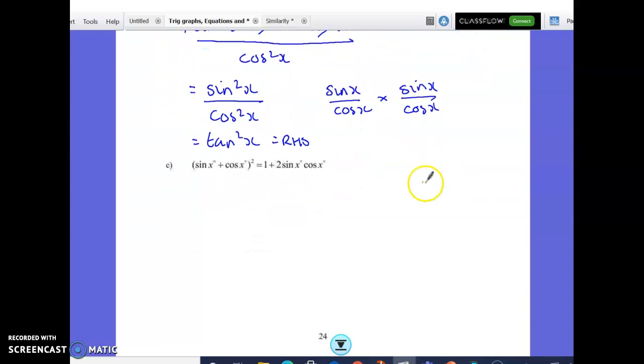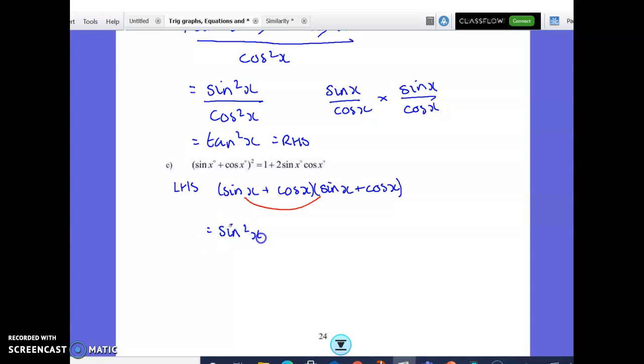Sine squared x plus cos squared x all squared is equal to 1 plus 2 sine x cos x. I'm going to start with my left hand side and I'm going to multiply out my brackets. So start by doing sine x times sine x, which gives me sine squared x.